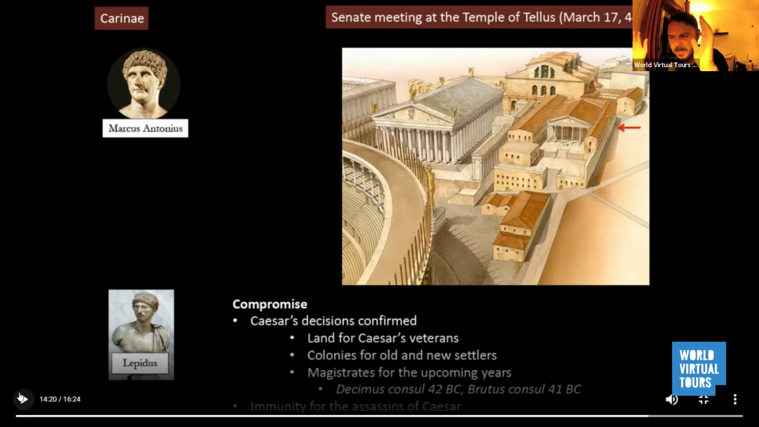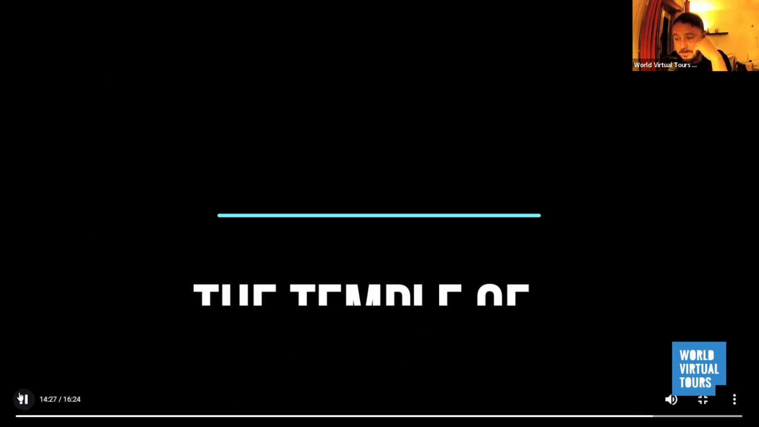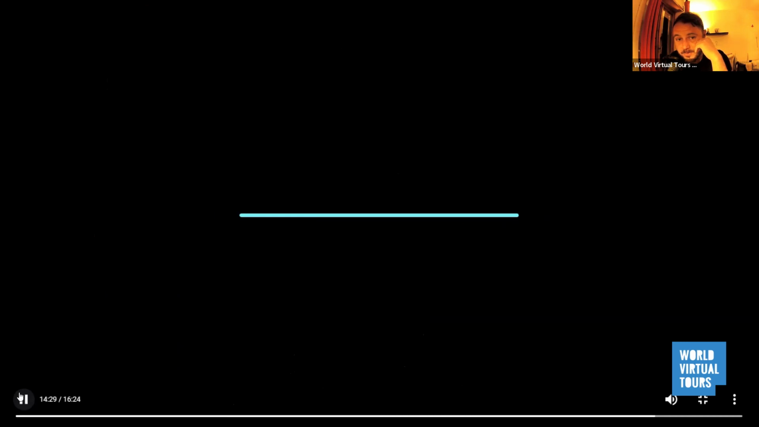Mark Antony said, okay, the assassins of Caesar now have immunity. The most important thing is to keep the situation peaceful and calm. Obviously, not all the followers of Caesar agreed. But the most important thing now was to hold Caesar's funeral. It happened three days after Caesar died. Thousands and thousands of people came to the funeral of Julius Caesar.